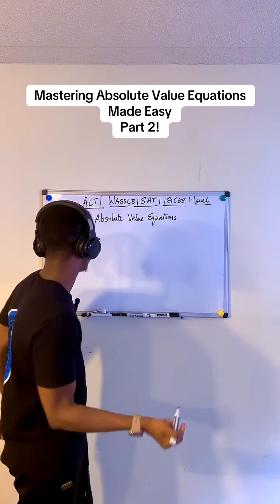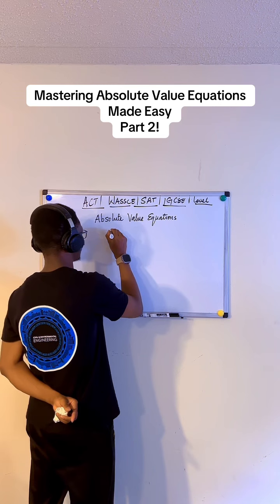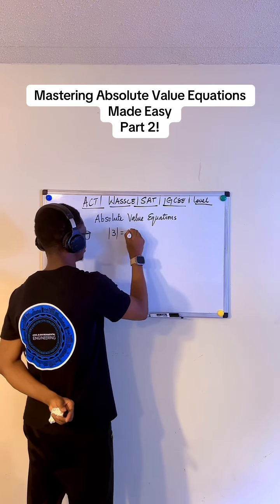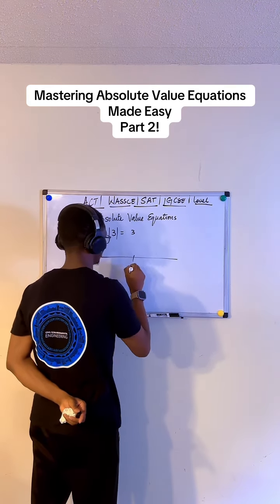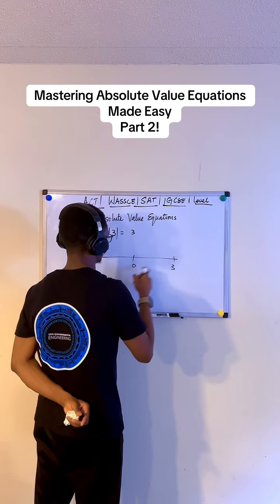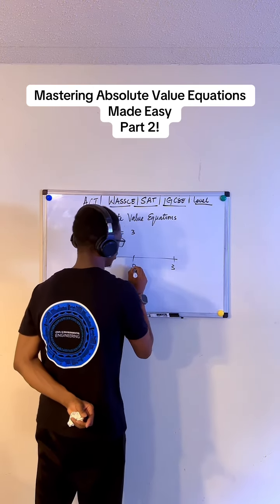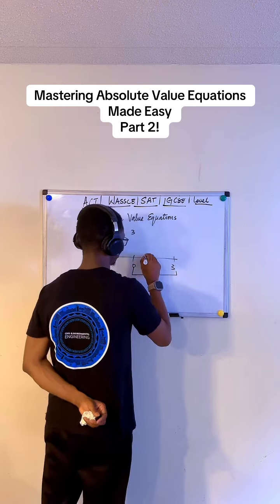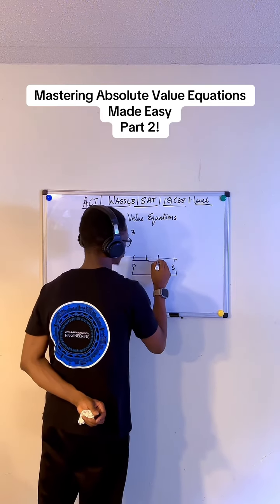So, meaning if we have, let's say, the absolute value of 3, this is just 3. If you have a number line, this is 0 and this is 3. So from this point to this, how much do you have to move? How many steps? 1, 2, 3.